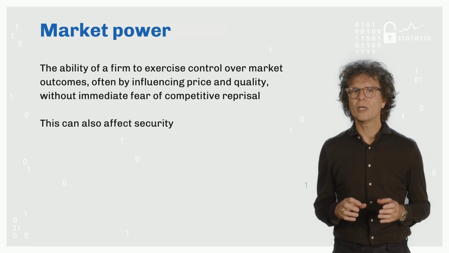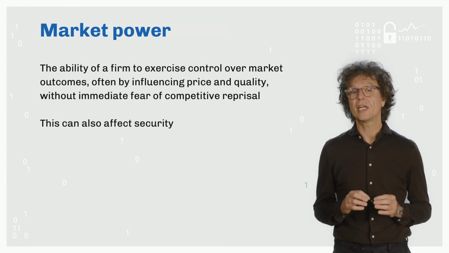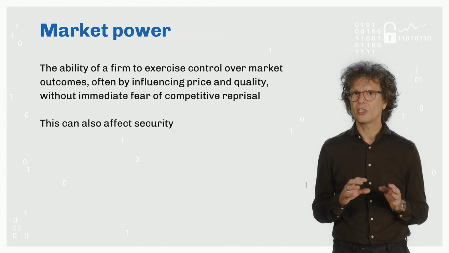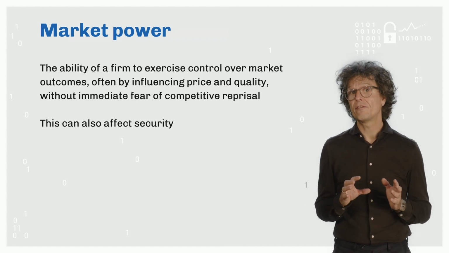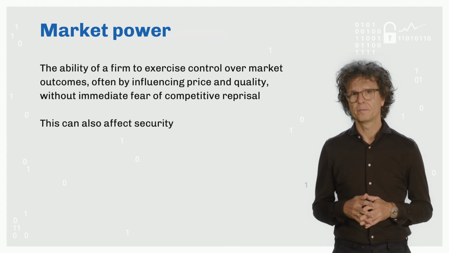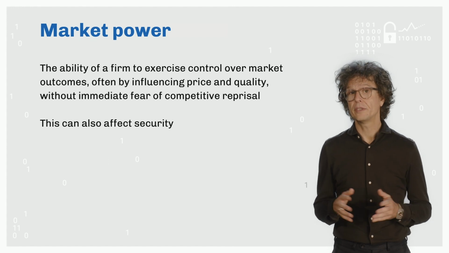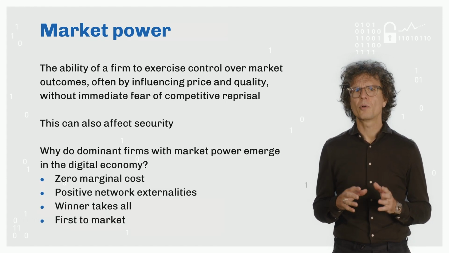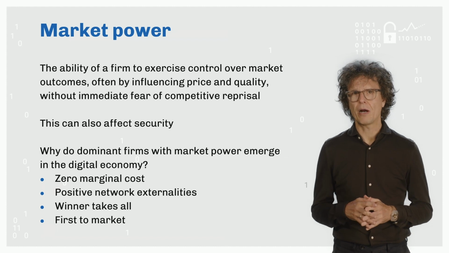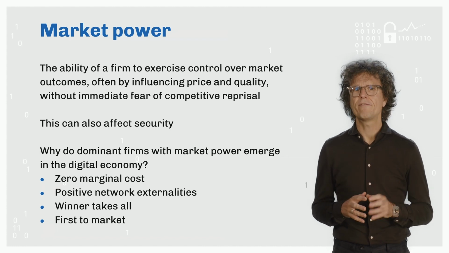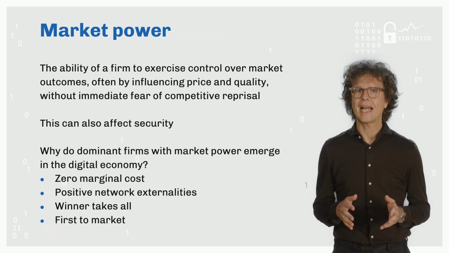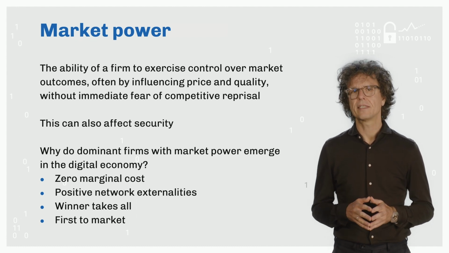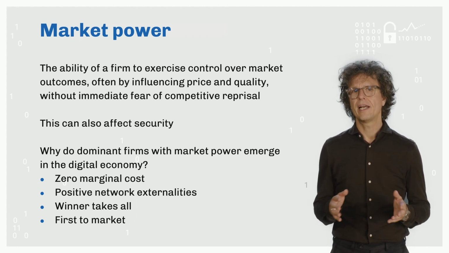Economists define market power as the ability of a firm to exercise control over market outcomes, often by influencing price and quality, without immediate fear of competitive reprisal. And this can also affect security. Let's first start by exploring how concentrations of market power arise. 4 key factors contribute to this, which we will tackle one by one. Zero cost, positive network externalities, winner takes all, and first to market.